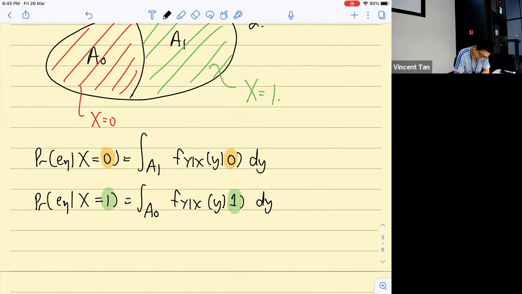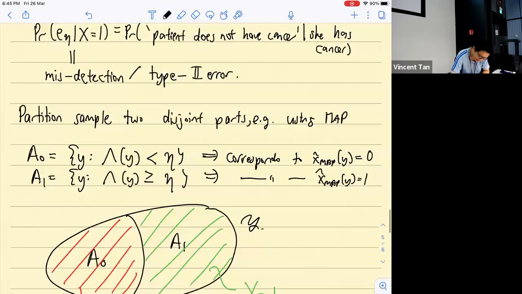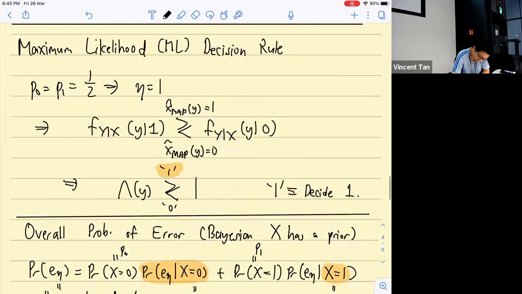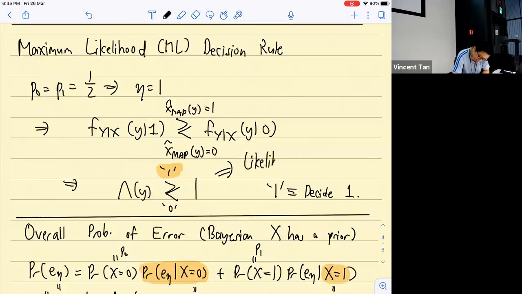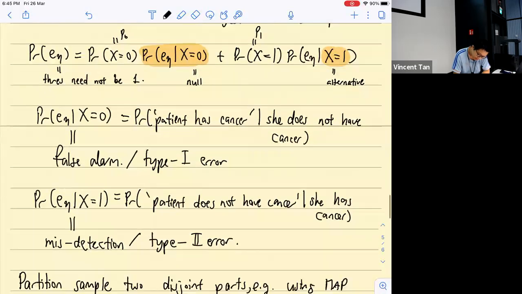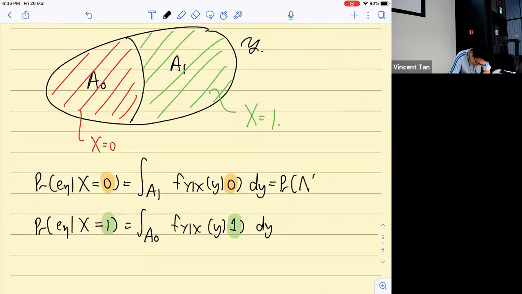All right, for our likelihood ratio test. By the way, this is called likelihood ratio test because we are testing the likelihood against a certain threshold. So this can be written as probability of lambda capital Y bigger than or equal to eta, conditioned on x equals 0, and the other is probability of lambda y less than eta given x equals 0.